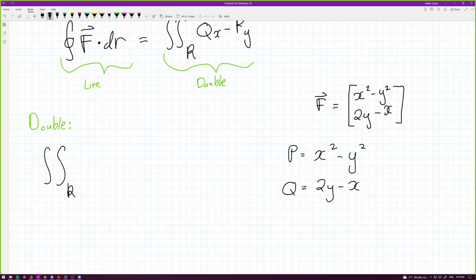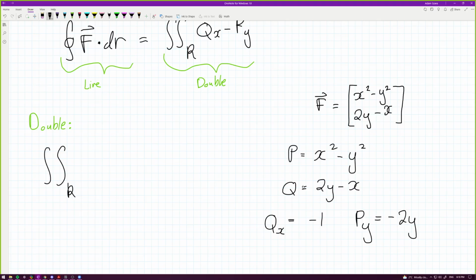And so Qx is just the partial derivative with respect to x, so it's just going to be -1. And Py is just the partial derivative of P with respect to y, so -2y, because the constant terms just go to 0.